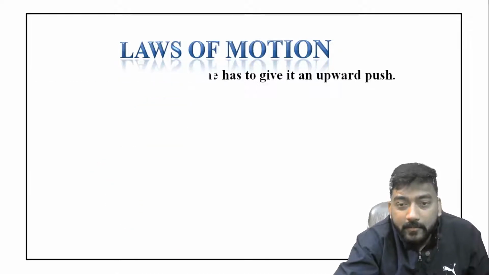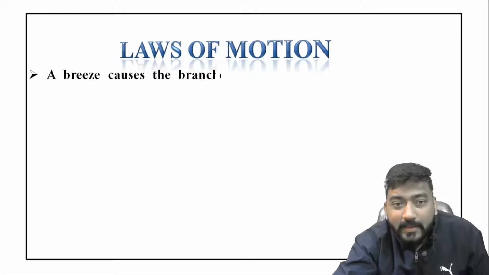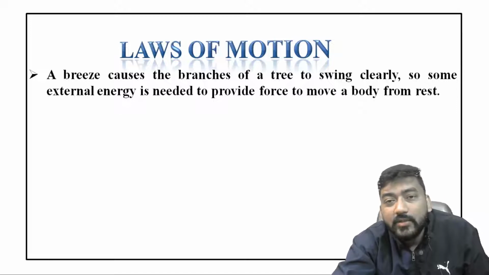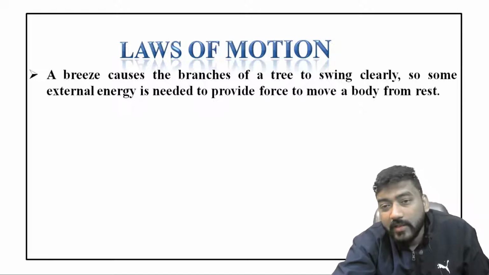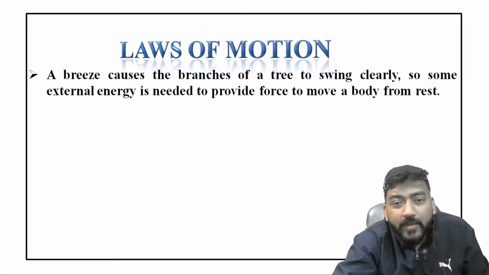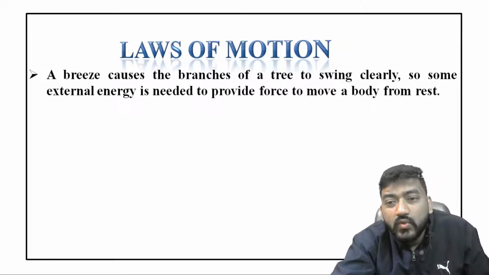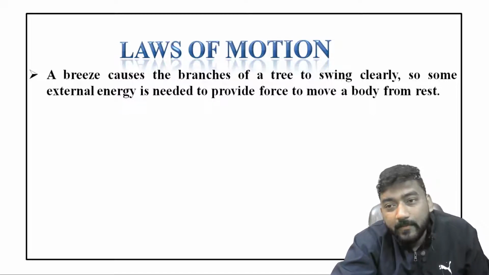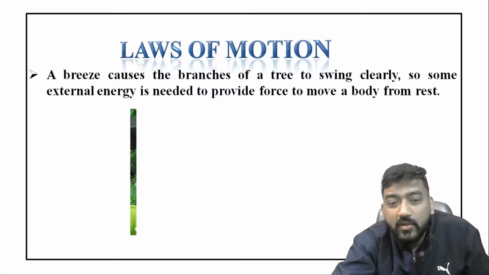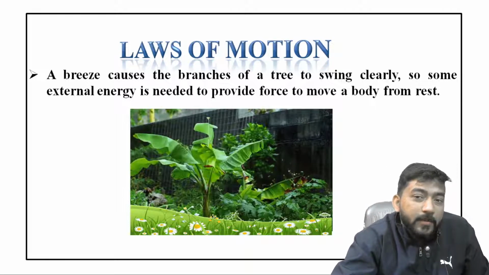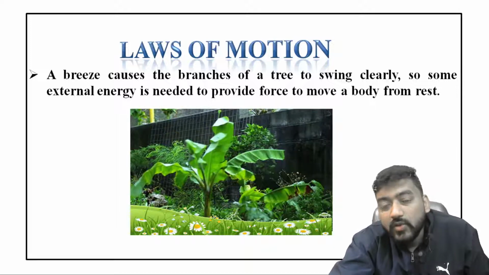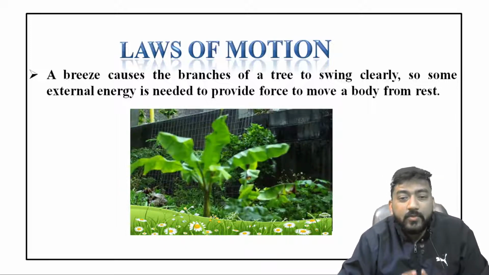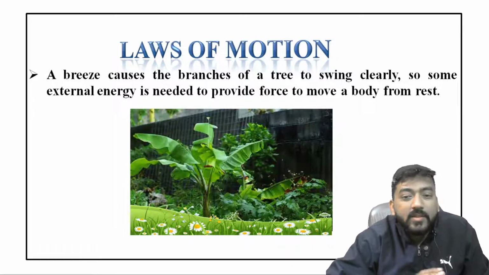But you can see that for all these examples, you have to be in contact with the object. I can give you another example also: a breeze causes the branches of a tree to swing. Clearly, some external agent is needed to provide force to move a body from rest. You can see this animation also, where a breeze causes the branches of the tree to swing. So here also a force is needed, and this force is also in contact with the object. In all these examples, you have to contact the object, then the object moves.